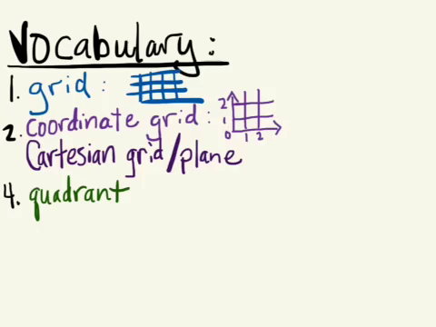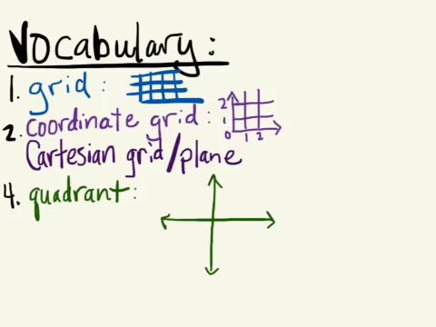A quadrant would refer to, first of all, the number 4, because quad means 4. A quadrant is a fourth sized section of something. In this case, we're going to be talking about quadrants of the coordinate grid or of the Cartesian grid.